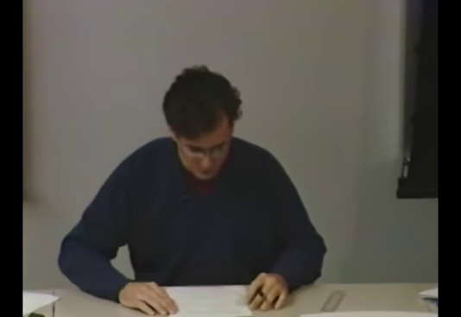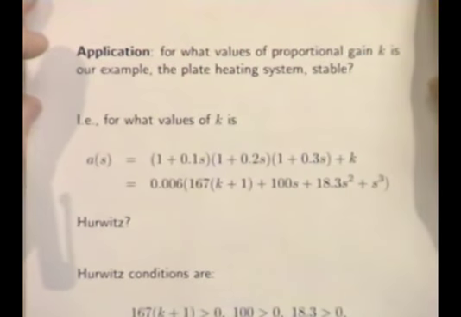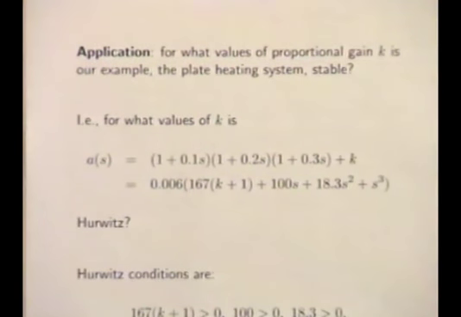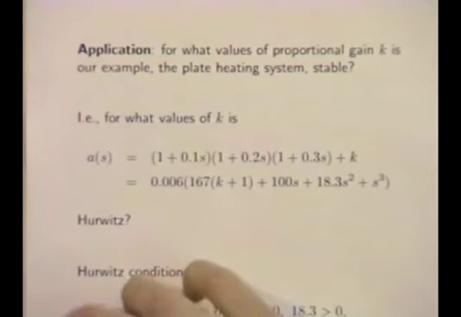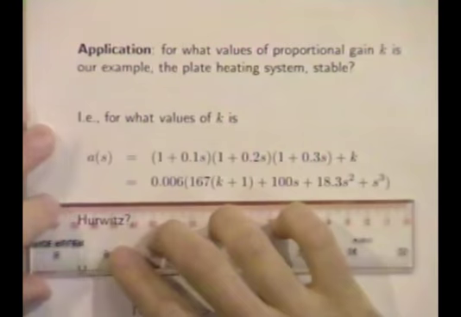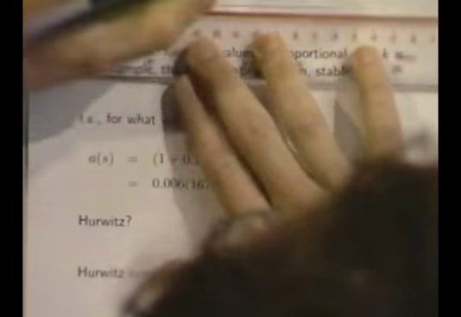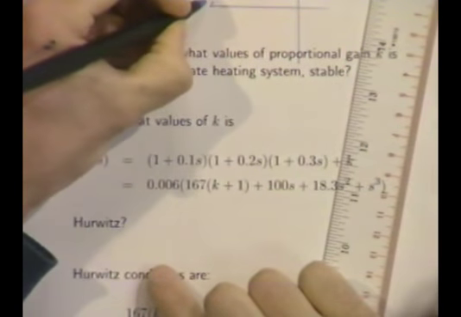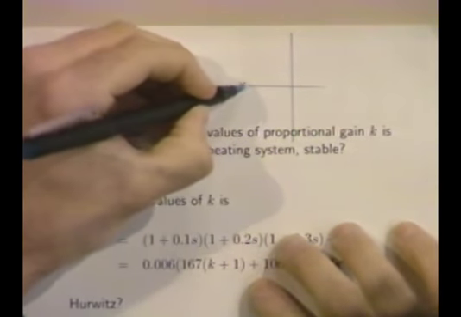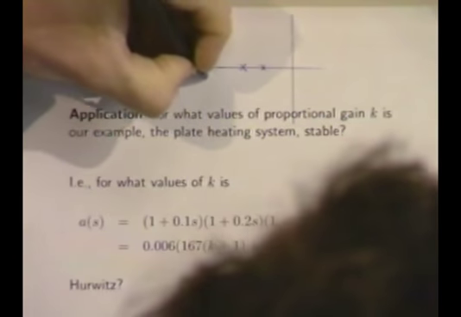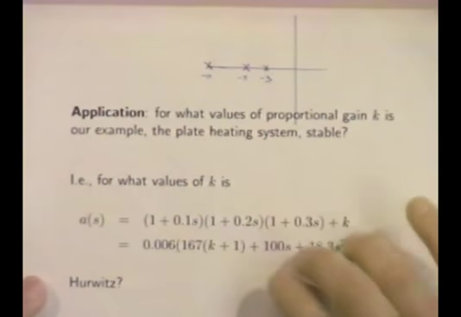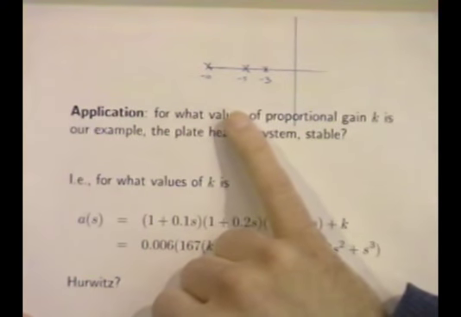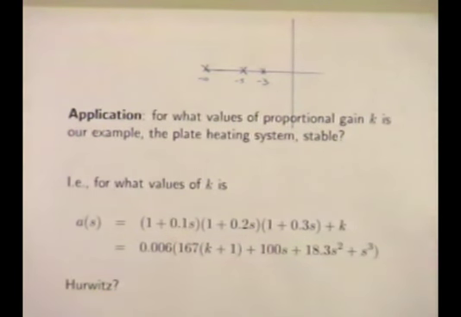Okay, let's move to our favorite example for an application. It's the plate heating system we've been looking at for 2 lectures now, I think. That heating system had a transfer function with 3 poles. Remember this? There was one at minus 10, one at minus 5, and one at minus 3. These are the roots of alpha of s, which was that heater transfer function from input power to output temperature.